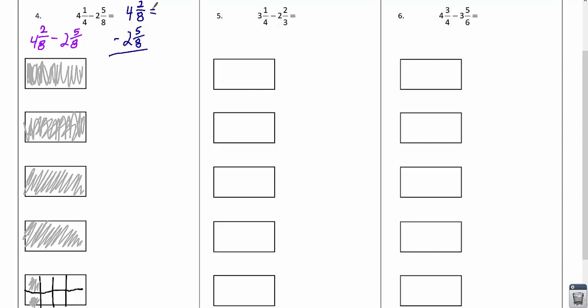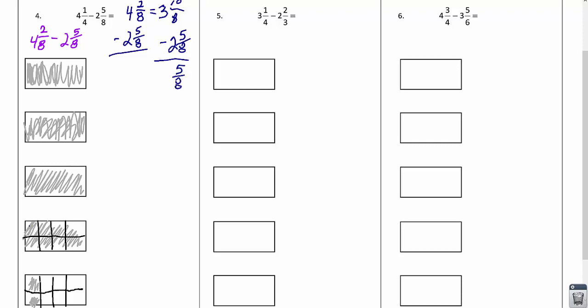So I'm going to need to rename the 4. Instead of having 1, 2, 3, 4, I'm going to rename the 4 by changing this into eighths. Now notice I've got 3. So I renamed it 3, and I have 1, 2, 3, 4, 5, 6, 7, 8, 9, 10 eighths. Now I've got plenty of eighths to take away 2 and 5/8. 10/8 take away 5/8 is 5/8.